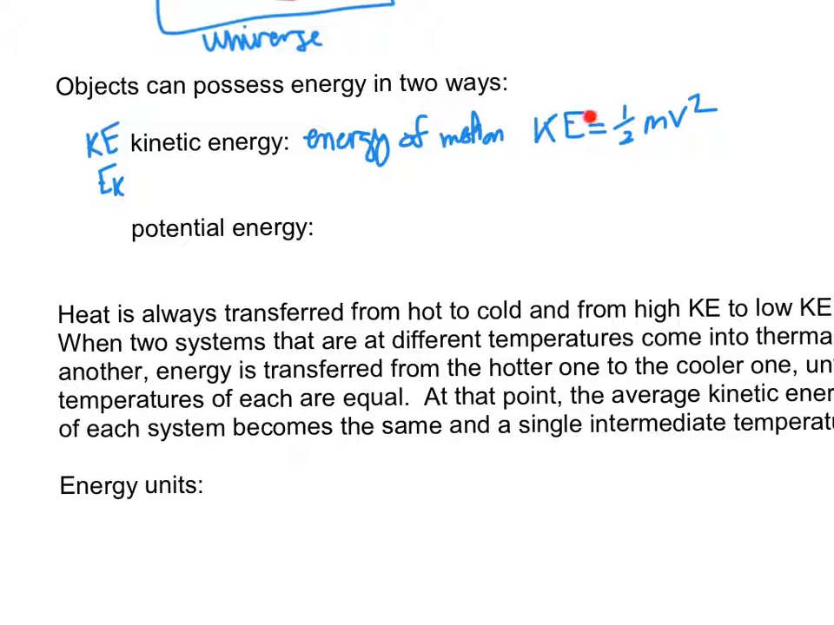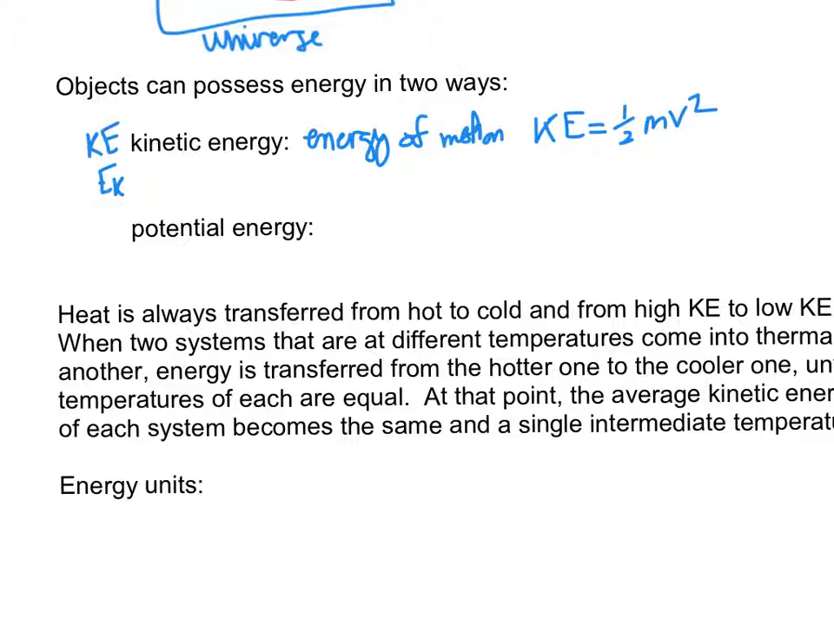So kinetic energy is related to the mass of the object, that's m, and then v squared, that's the velocity squared, so that's the speed of the object. And so the faster the particles are moving, the higher the kinetic energy, and the hotter the object.